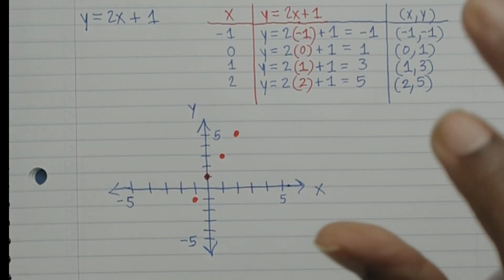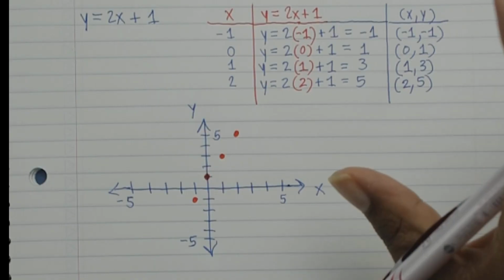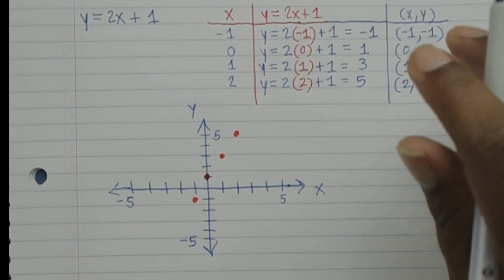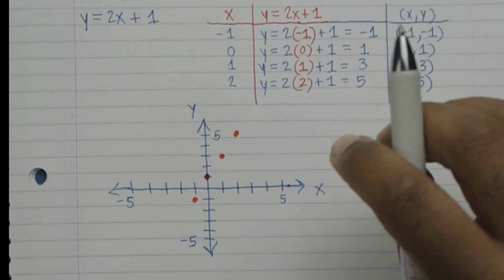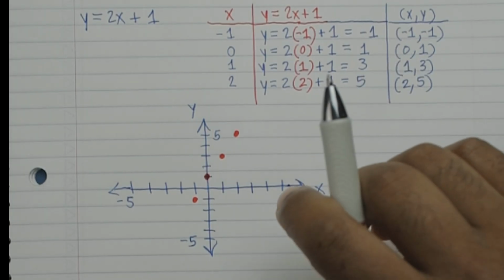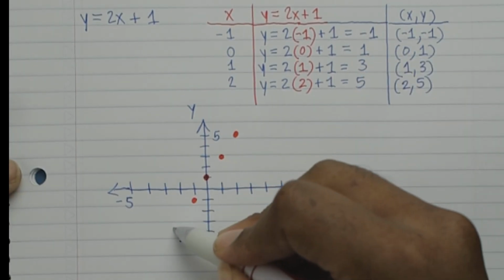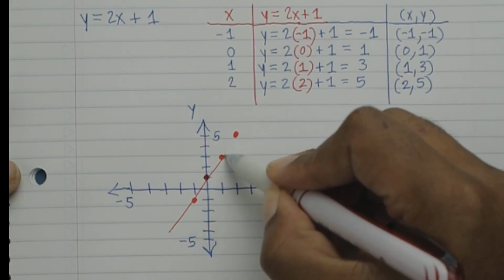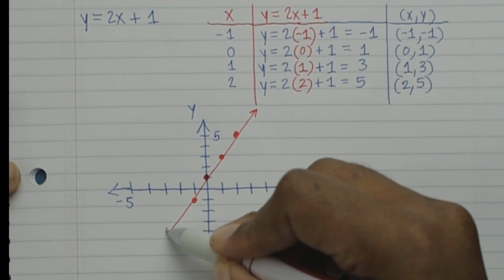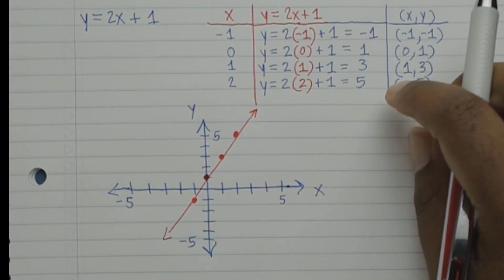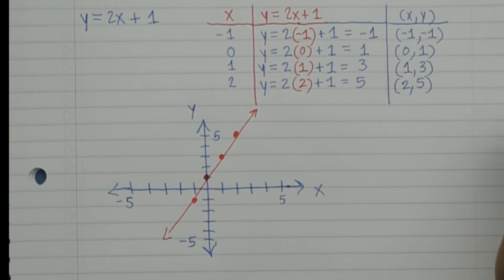So that is the main idea. When we plot these points, we begin to see a pattern. In this case, the points lie on a straight line. The graph of an equation is simply the collection of all ordered pairs that make the equation true. And that's the main idea that I want you to understand.